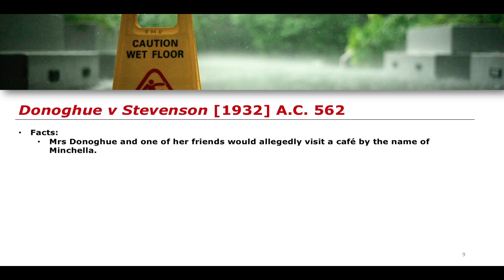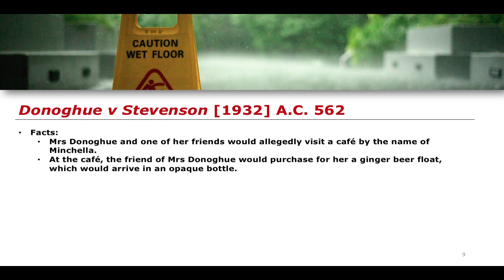Regardless, assuming that it's all true, Mrs. Donoghue and one of her friends would allegedly visit a cafe by the name of Minchella. At the cafe, the friend of Mrs. Donoghue would purchase for her a ginger beer float, which would arrive in an opaque bottle. Okay, so they did not see what was inside the bottle.